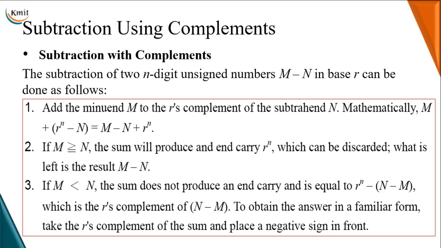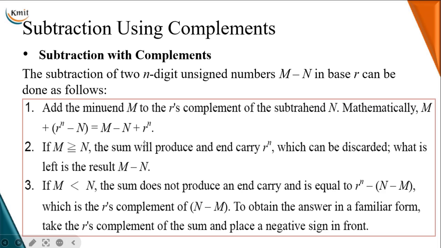While performing subtraction of two n-digit unsigned numbers, M minus N, in a base r system, we have to follow these steps. If it is the r's complement method of subtraction, you have to calculate the r's complement of the negative number, and then that is added to the positive number. Here the subtrahend is N and the minuend is M. N is the negative number, so we calculate the r's complement using the basic expression r power n minus N. Now I can rewrite this expression as M minus N plus r power n, as we are adding that r's complement to the positive number M.